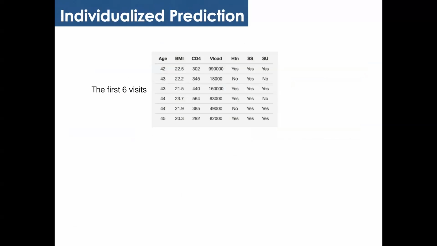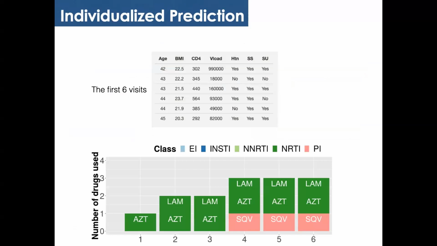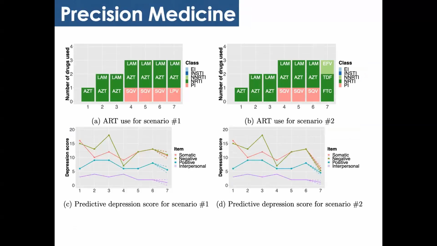Our method can do individualized prediction of the ART effects. Here is an example. This person has 6 visits in the data, so we have their age, BMI, CD4, viral load, hypertension, substance use, and smoking status, and also the ART regimen they have been using for the last 6 visits. Applying our model, if we want to decide the best regimen for the next visit, we consider 2 possible regimens. The first is LAM plus AZT plus LPV, and the other is EFV, TDF, FTC.